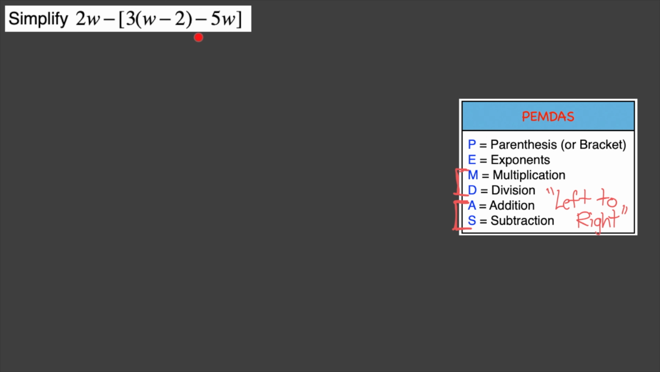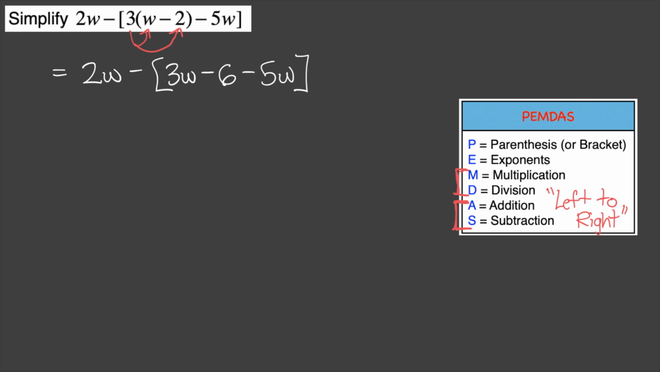So next, we're going to do multiplication. So we are going to distribute this 3 into the w and the minus 2. So I'll put an arrow here. That's going to be our first step. So we'll have 2w minus bracket 3 times w is 3w minus 3 times 2, which is negative 6. And then we'll write the 5w.